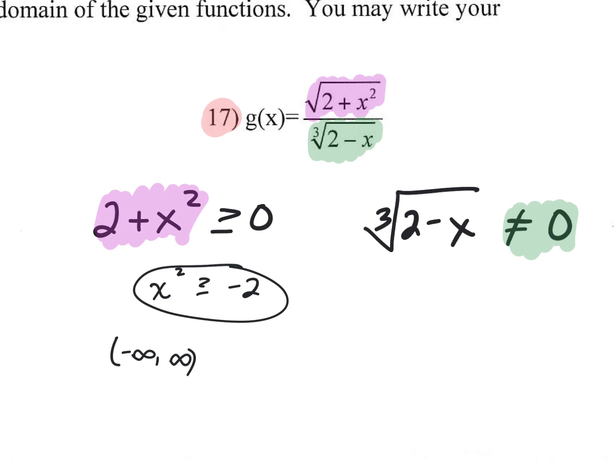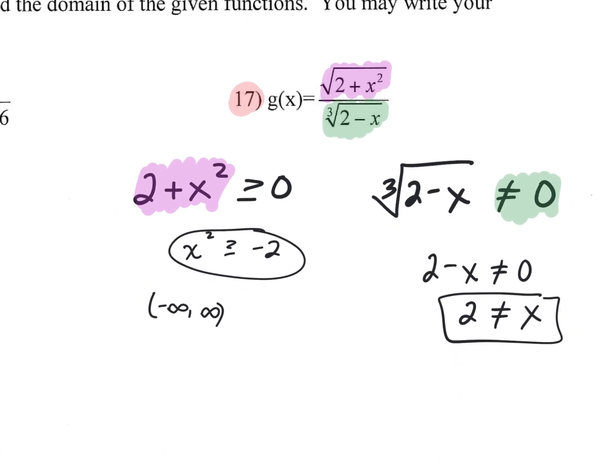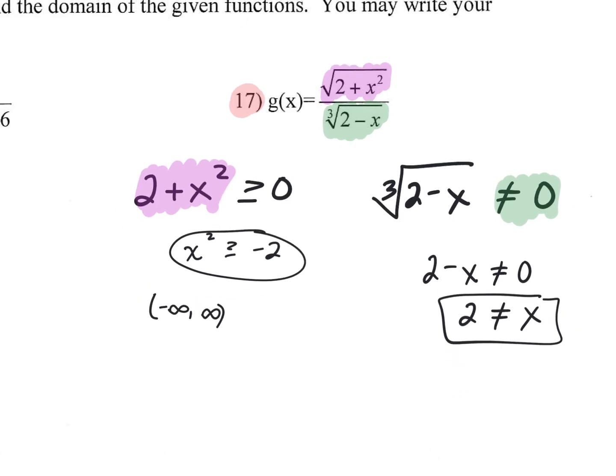Well, I can cube both sides, so I'll have 2 minus x does not equal 0. I can add x to both sides. So as long as x does not equal 2, my function is defined. So to write this domain, I'll do it in both forms. In interval, our only disallowed value is positive 2. So we would go from negative infinity to 2 in union with 2 to infinity.